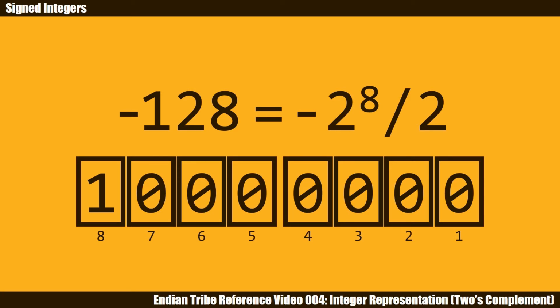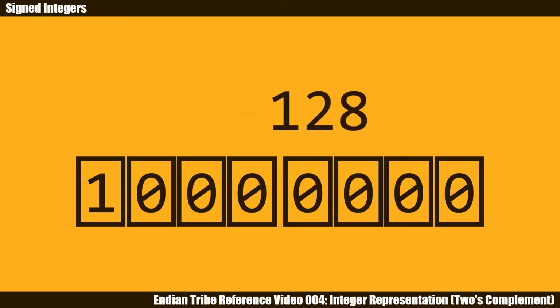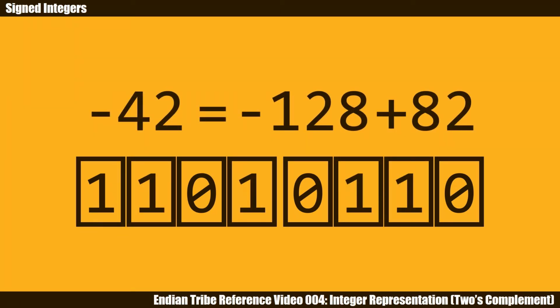All negative numbers begin with the leading bit 1. To get to negative 42, the rest of the bits must equal the difference between negative 128 and negative 42, which is 86. 2's complement is designed thusly to enable easy addition as well as subtraction.